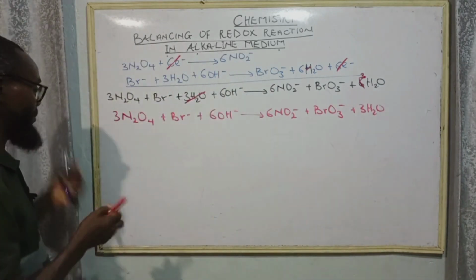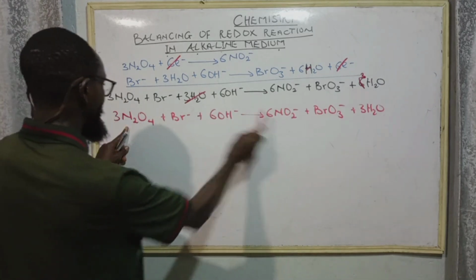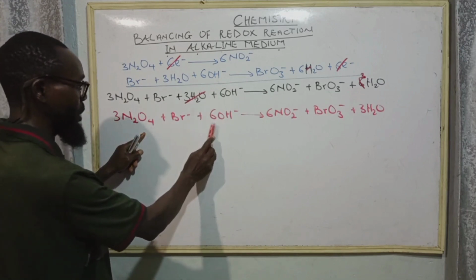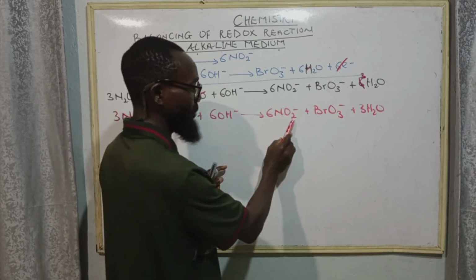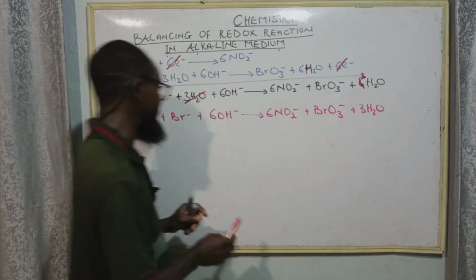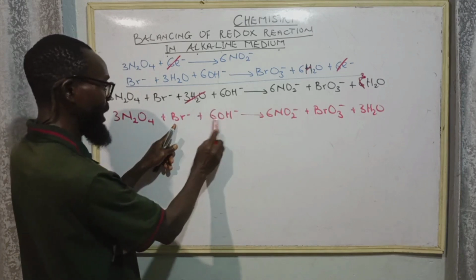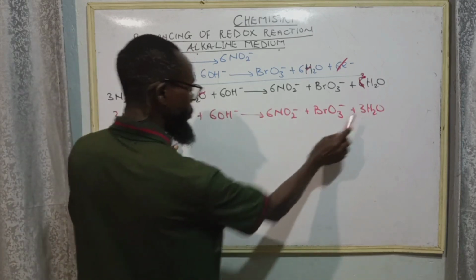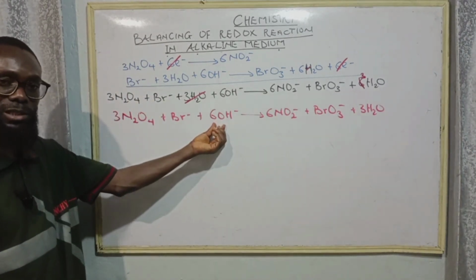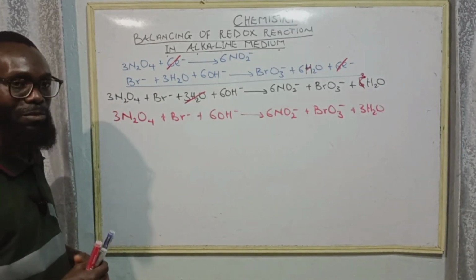Now, let's check if it is balanced. Nitrogen here we have 3 times 2, 6. Nitrogen here we have 6. Oxygen, 4 times 3, 12. Oxygen 6. 6 plus 12 we have 18. Oxygen here 6 times 2 we have 12. 12 plus 3 we have 15. Plus this 3 we have 18. Okay. Bromine here we have 1. Bromine here we have 1. Hydrogen here we have 6 hydrogen. Hydrogen here we have 3 times 2, 6. So this equation is balanced. And the position of this OH minus makes this equation be in alkaline or basic medium.